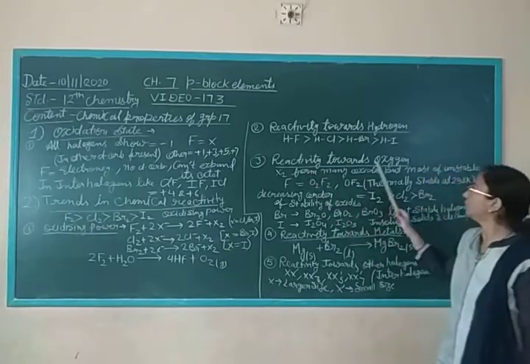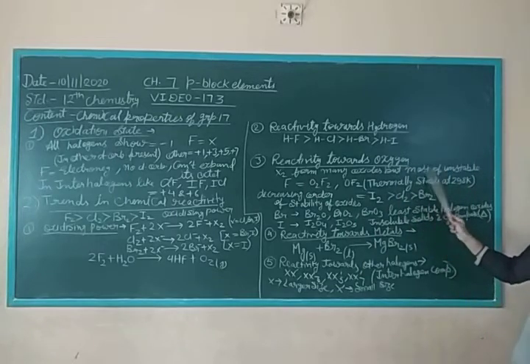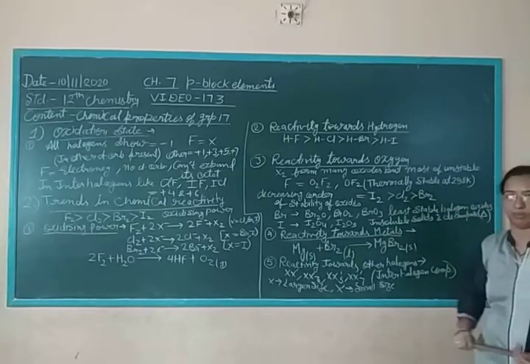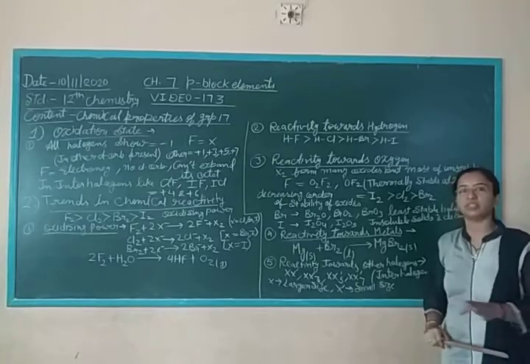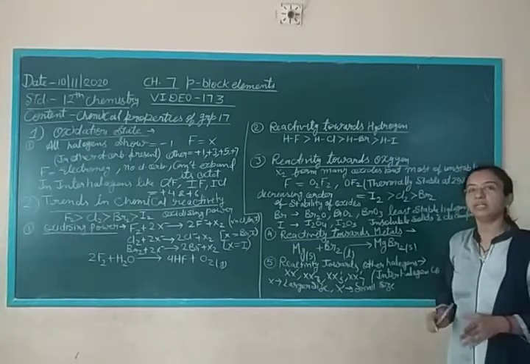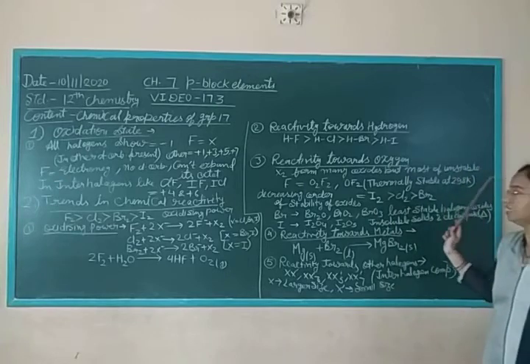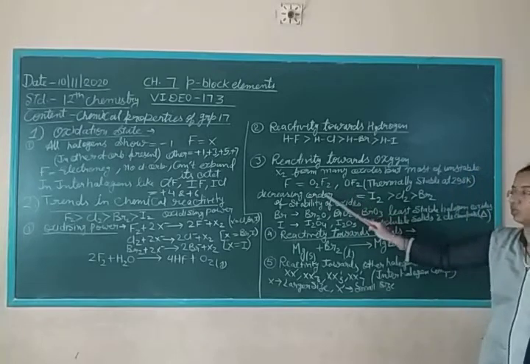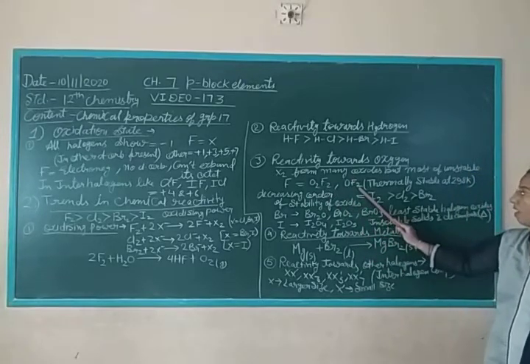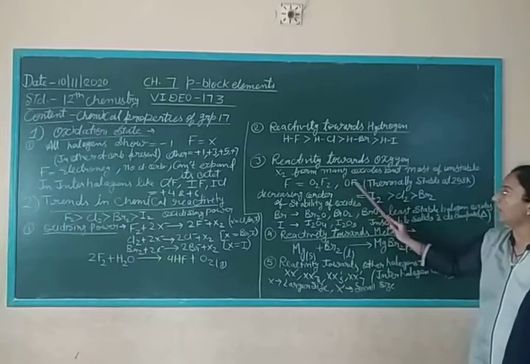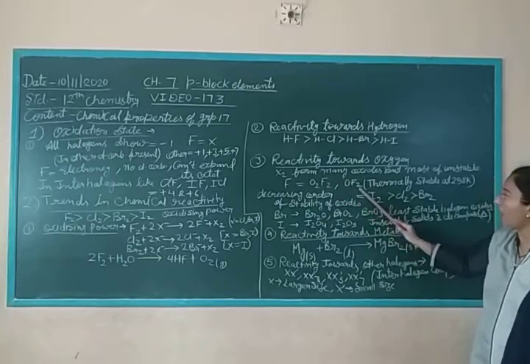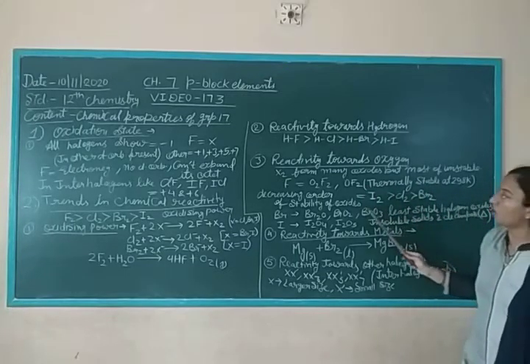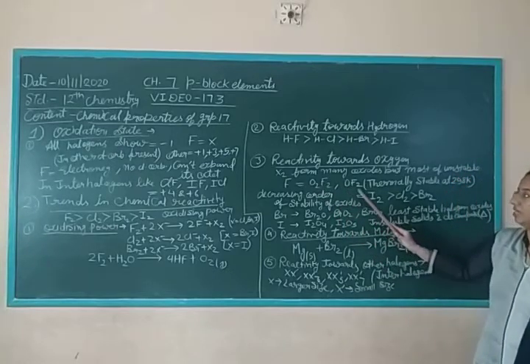Third, reactivity towards oxygen. Halogens form many oxides, but most of them are unstable. First, fluorine forms two types of oxides, O2F2 and OF2, oxygen fluorides. Here OF2 is thermally stable at 298 Kelvin. So fluorine only forms two types of oxides, O2F2 and OF2.